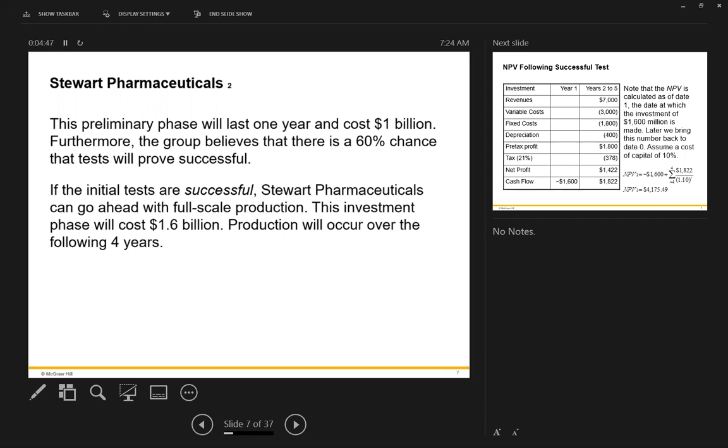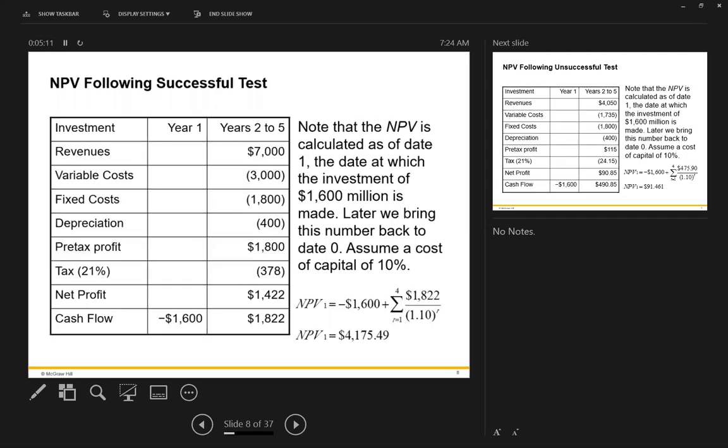If the initial tests are successful, Stewart can go ahead with full-scale production and the investment phase. So 1 year later, the investment will cost $1.6 billion, and production will occur over the following 4 years. So here's our initial investment, cash flow coming out. And here's the information that will occur related to this pharmaceutical production over the next 4 years, so years 2, 3, 4, and 5.